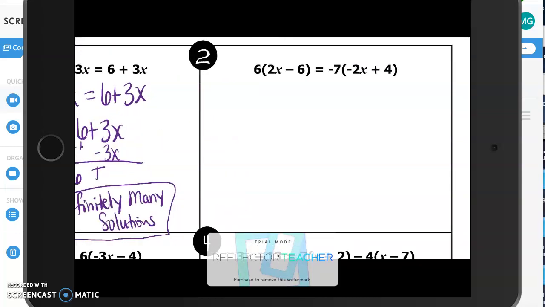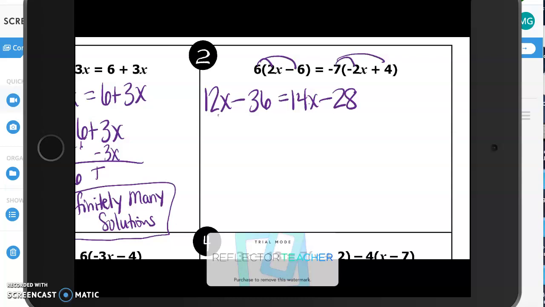Number 2, when we distribute, we get 12x minus 36 equals 14x minus 28. So as you can see, your variable terms don't match. If your variable terms don't match, you absolutely will have an answer of a number. X equals some number.